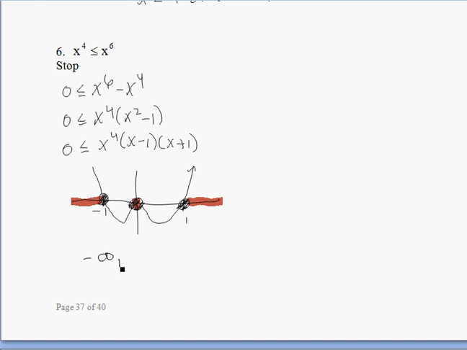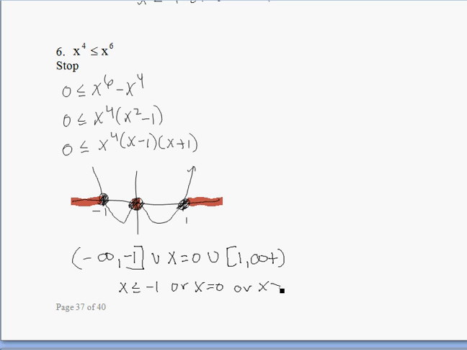So it's from -infinity to -1, brackets, or x equals 0, or 1 to positive infinity. Or again, you could write it x is less than or equal to -1, or x is equal to 0, or x is greater than or equal to 1. So there's polynomial inequalities.